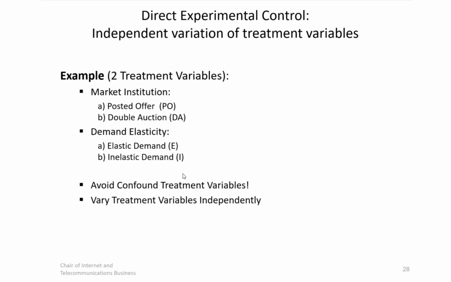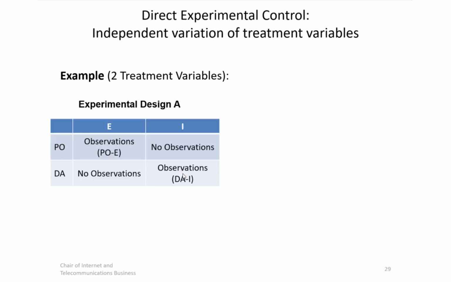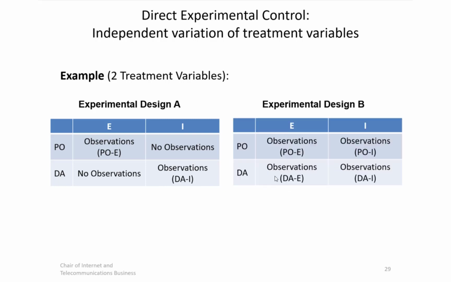What we want to do is avoid confounding treatment variables, and vary treatment variables independently. One simple way to do it is to take the posted offer and look at how elastic demand, or take the double auction and look at how inelastic demand impacts it. The second way is to look at how posted offer and elastic demand play a role, how posted offer and inelastic demand play a role, how double auction and elastic demand, and double auction and inelastic demand.